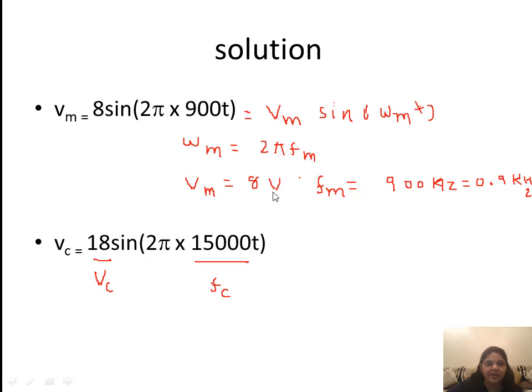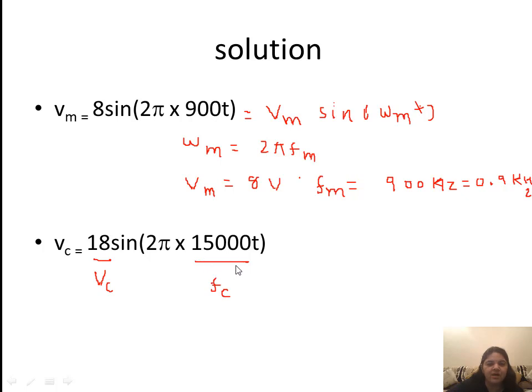Similarly, capital Vc is the maximum amplitude of the carrier signal, sine 2 pi into 15,000. It's Fc, so the carrier frequency is 15 kilohertz. Amplitude is 18.